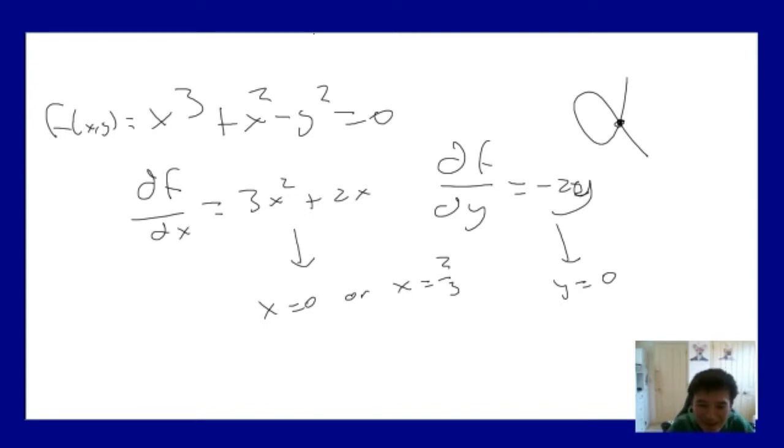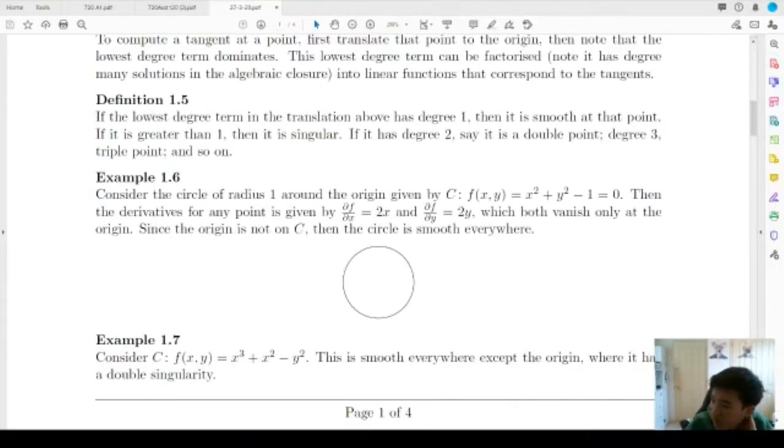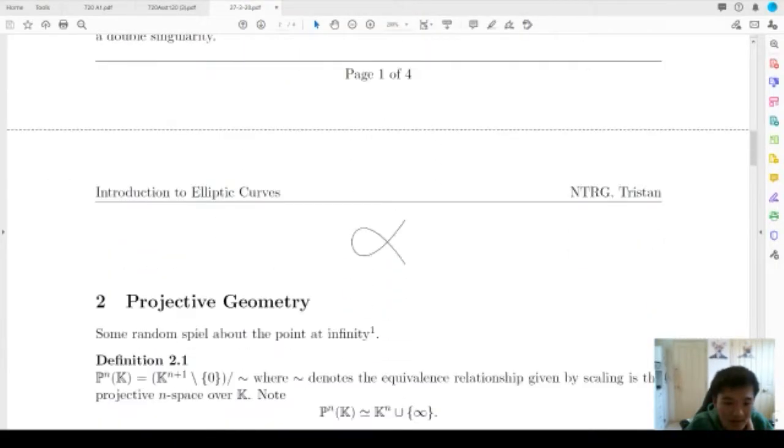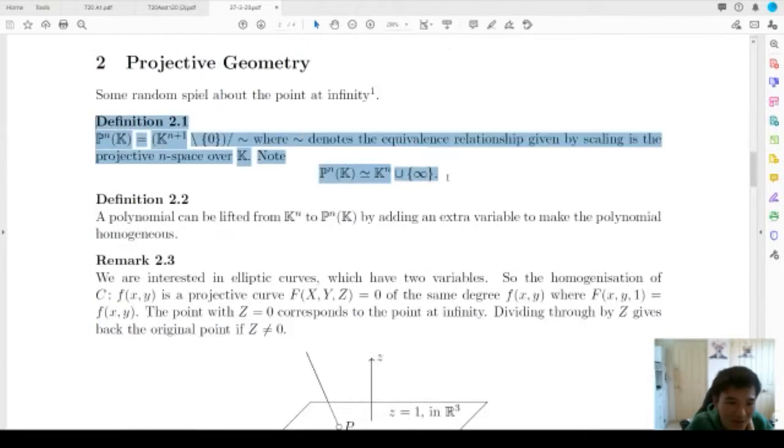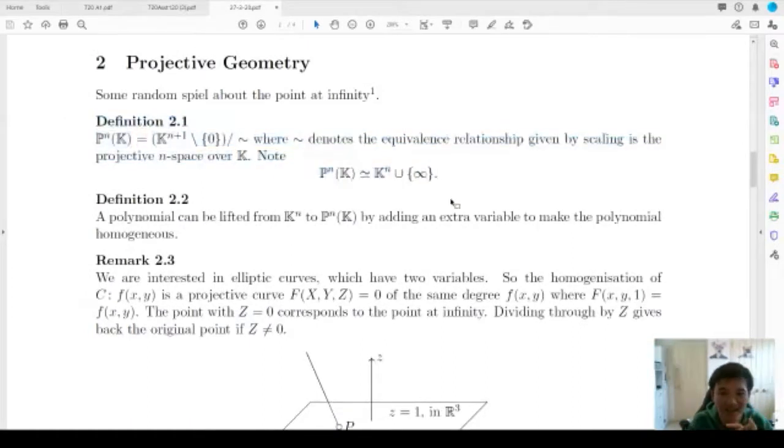So that's what a singularity is. It's not very important for us. It's just to get an idea of when we define an elliptic curve, we want the elliptic curve to be non-singular. So the next thing I wanted to quickly go over was projective geometry.